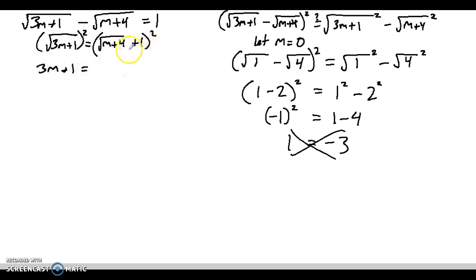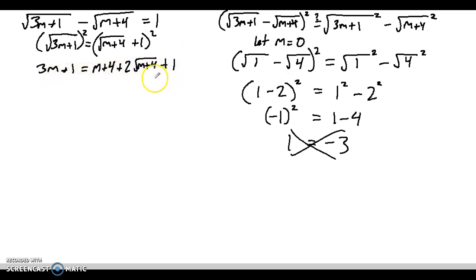Right-hand side is a bit trickier. Remember, I can't just say m plus 4 plus 1 squared. Doesn't work. I'm squaring this, so I need the first term squared, which is m plus 4. I need 2 times the first times the second, which means 2 times the square root of m plus 4. Uh-oh, I've not gotten rid of all of my radicals. That'll be a problem in a few minutes. We can wait for now. Now I need the last term squared, which is 1. So now I still have a radical equation.